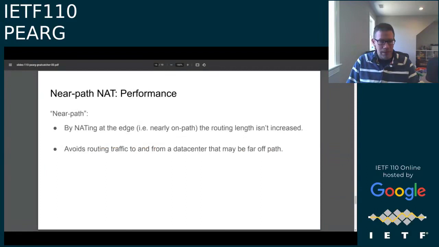So the important thing for the near-path NAT is performance, so it's not slowing down people's browsing experience. By being near path, on the edge, they're not really adding to the length of your route between your browser and your server. We're basically not sending data all the way off to a data center somewhere and then all the way back to wherever your server is. So the hope is that we can keep the latency down by being very close to on path.